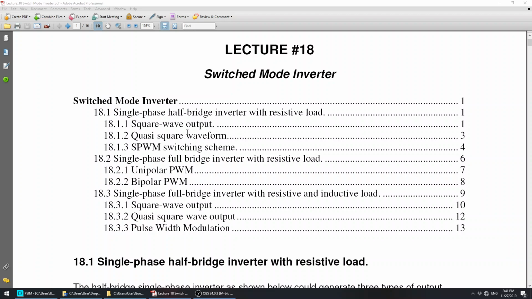We're going to continue with a switch mode inverter. We have looked into the single phase half bridge inverter with resistive load. So again, this is a DC to AC.